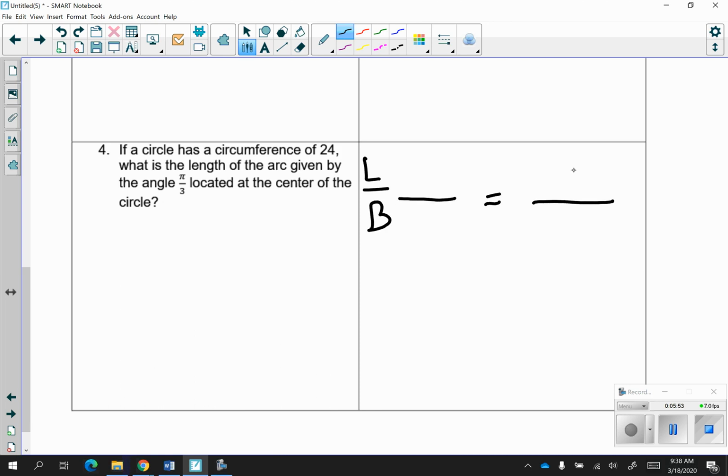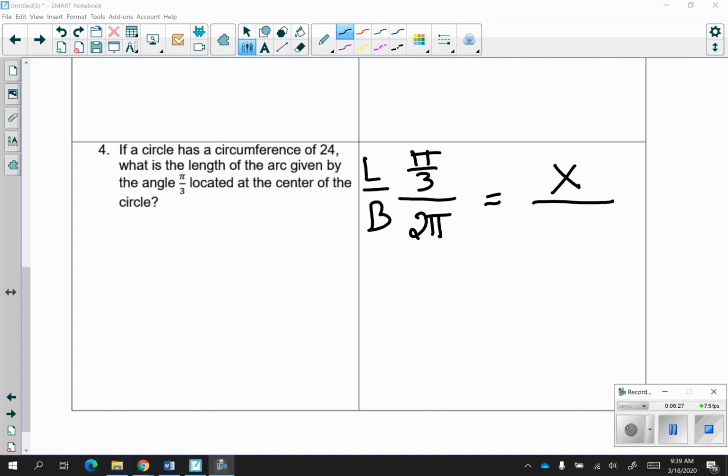What do I know? Do I know the measure of the angle? I do. They said it was pi over 3. So since it's pi, I'm not going to use degrees down here. I'm just going to use radians, 2 pi. If the angle's given in terms of pi, use radians. If it's given in terms of degrees, use degrees. And it's asking for the arc length. That's my unknown over the circumference of the circle.